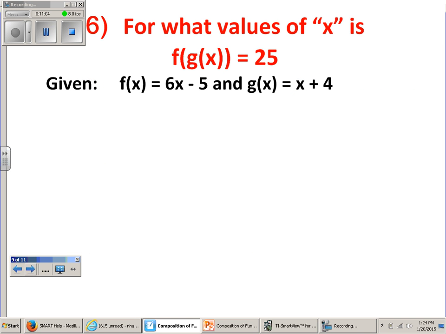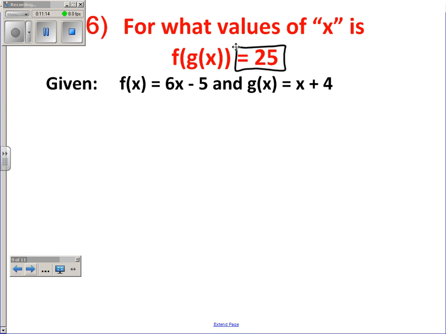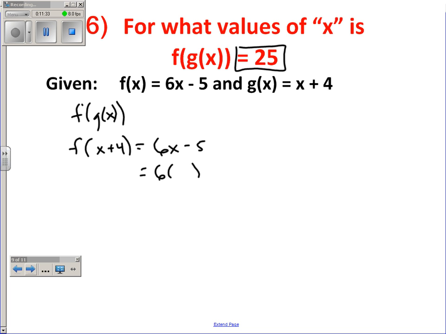And for what value of x is f of g of x equal to 25? What's different here is the equals 25. So I'm going to act like that's not there to start with, and I'm going to just do f of g of x. So f, I'm going to put x plus 4 in place of g of x. This equals f, 6x minus 5. Then put parentheses in place of x. The x plus 4 goes inside.